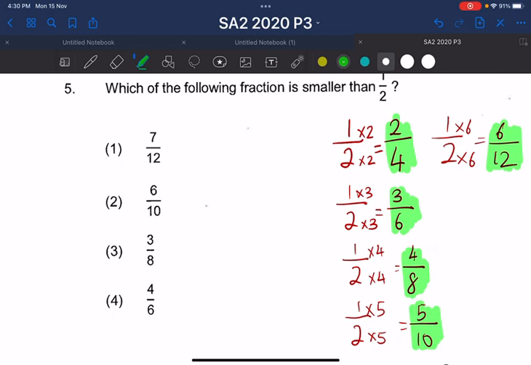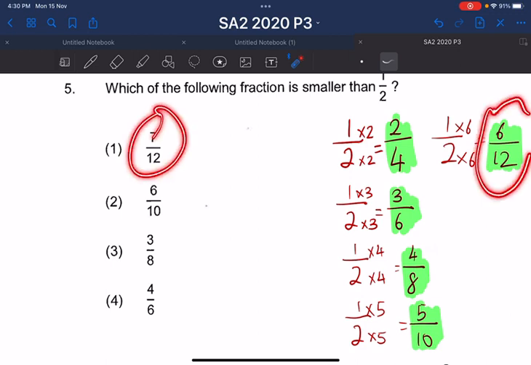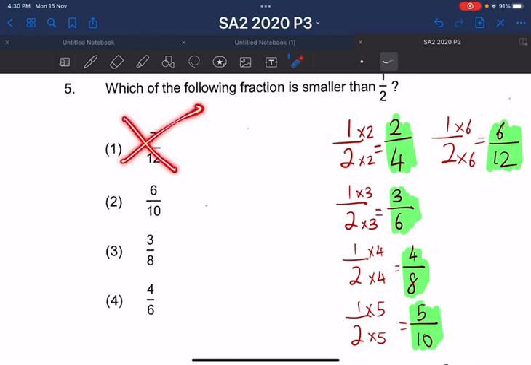Okay, now 6/12 compared to 7/12. Look at these two fractions here. The green one is in halves. 7/12 is bigger, right? So can it be smaller than halves? No, it cannot be. So we're going to cancel that out.